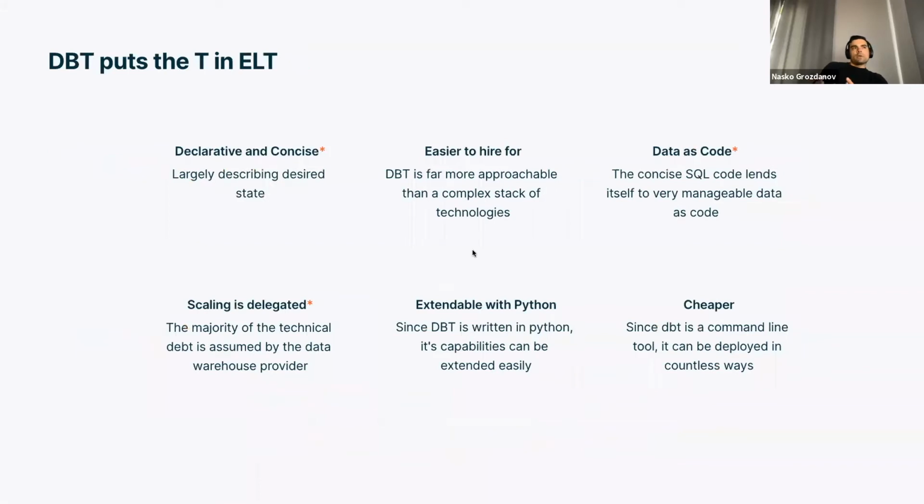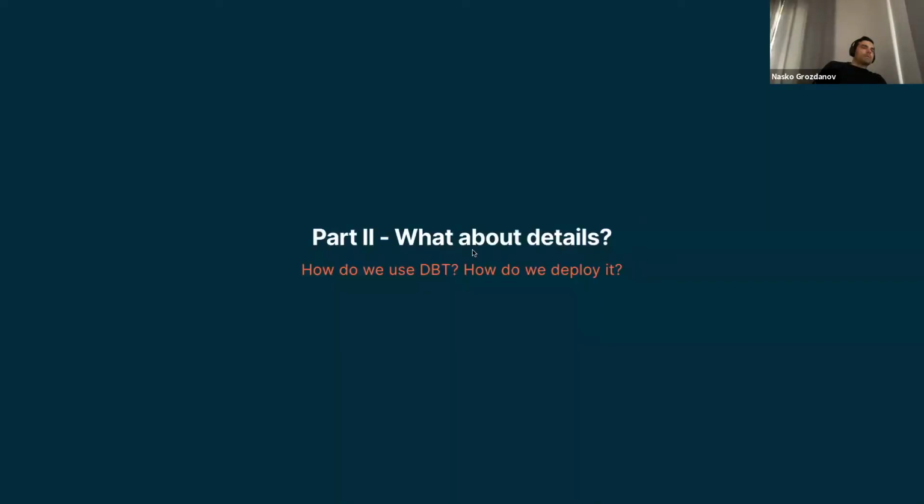So if I were to give a summary of this, the things that really matter to me, again: scalability is delegated. It's declarative, it's concise. And this lends itself very, very well to data as code, because most of the code that you're writing is just describing the transformations that you're looking to get. So that's sort of the broad overview, right?